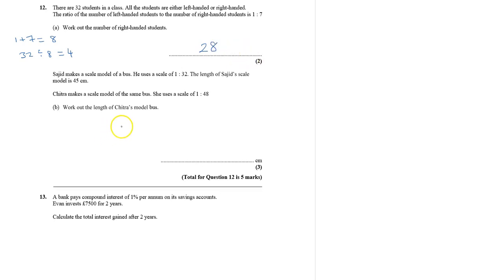For part B, it says Sajid makes a scale model of a bus, and he uses a scale of 1 to 32, and it says the length of the scale model is 45. It says Chitra makes a scale model of the same bus with a scale of 1 to 48. Work out the length. Now there's a couple of ways of doing this. So you could do 45 times 32 to get the real length of the bus. So 45 times 32.